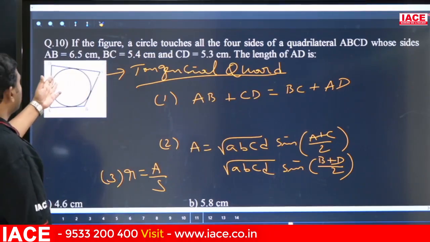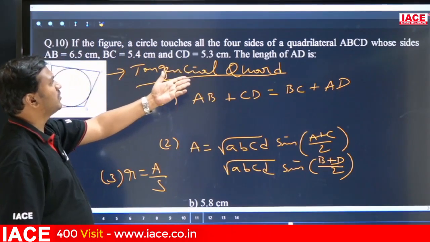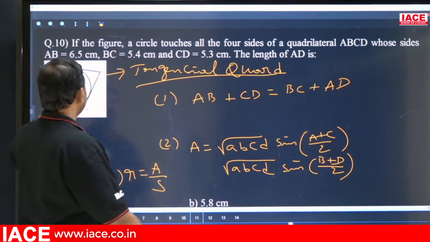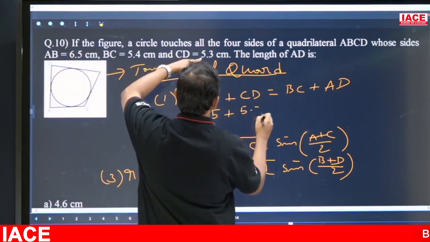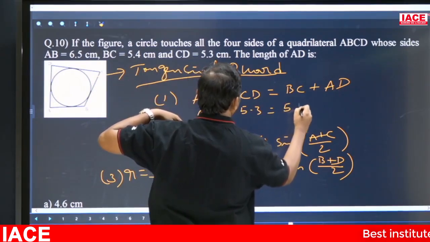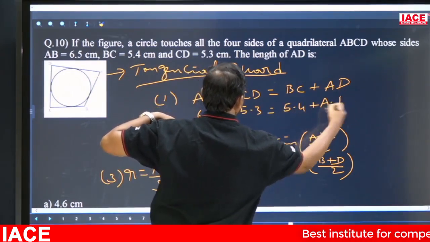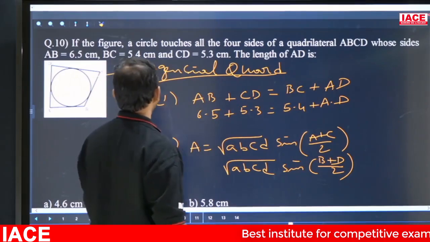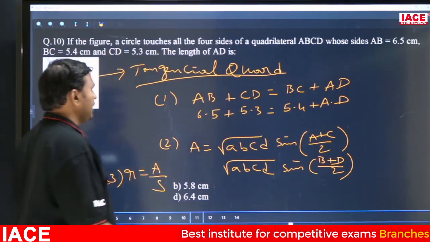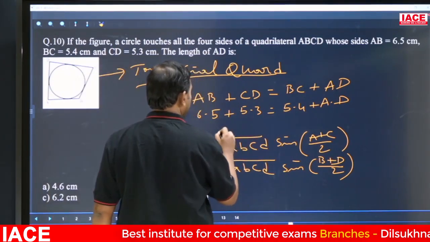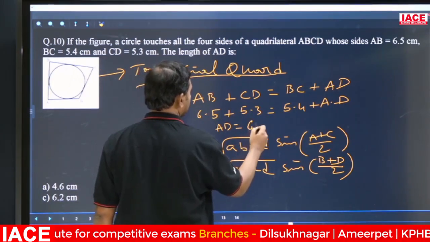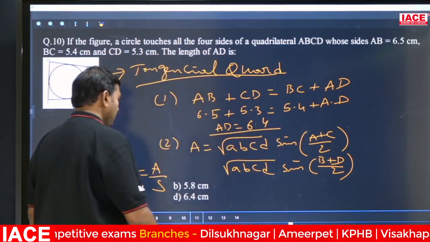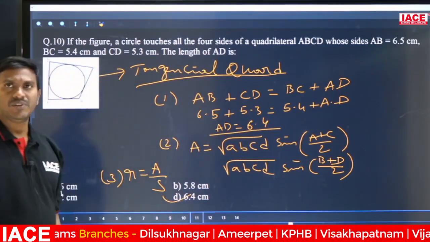Now what is the question given? AB, BC, CD are given. We have to find AD. Point number 1 we have to use. AB is 6.5 plus CD is 5.3, equal to BC, which is 5.4, plus AD. Then what is the value of AD? We simplify, and AD will be 6.4. So option D is the right answer.